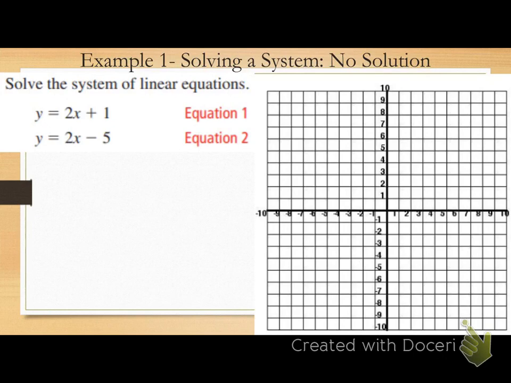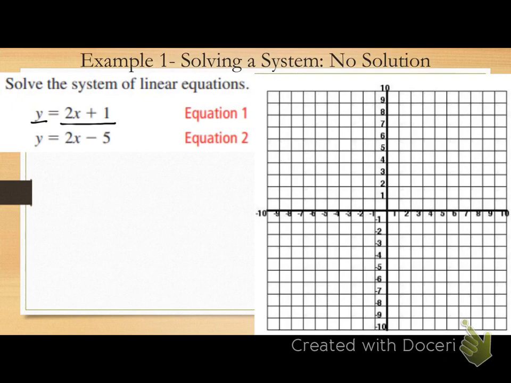Can y'all remind me how to solve using substitution? Replace the y with the other equation. Very good. Step 1 would be to get an equation solved for a variable, right? But that's already done for me, which is nice. Step 2, what does y equal in my first equation? 2x plus 1. Y equals that whole expression.